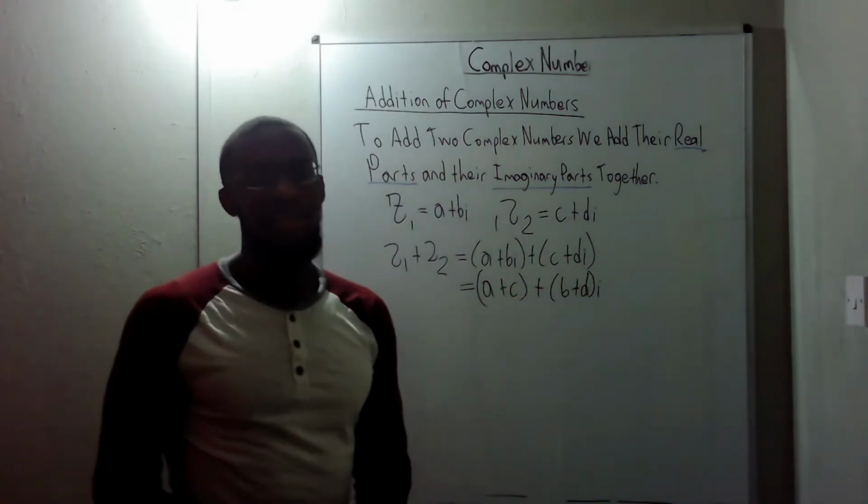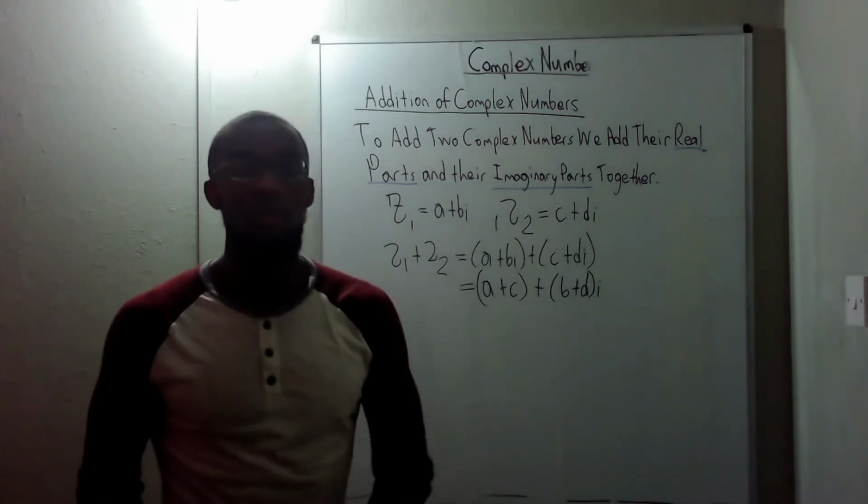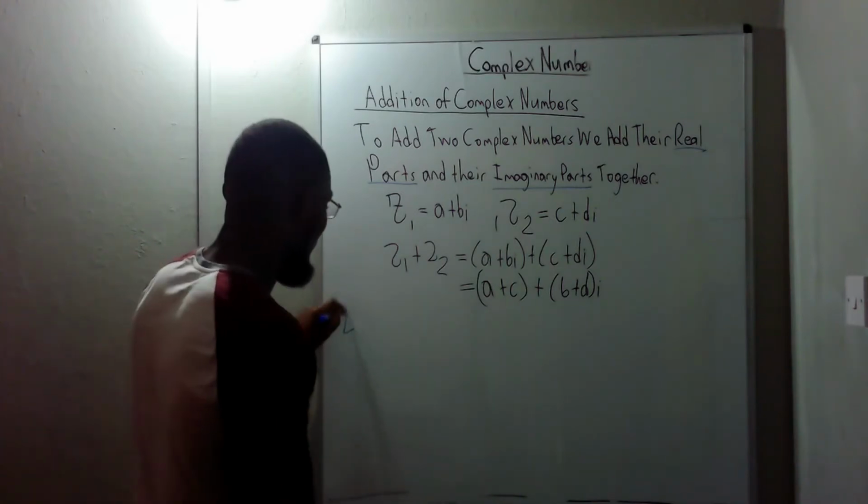And that's it. Now, it's always easy to use numerical values, so let's use some numerical values. Let's say we're given the complex number.